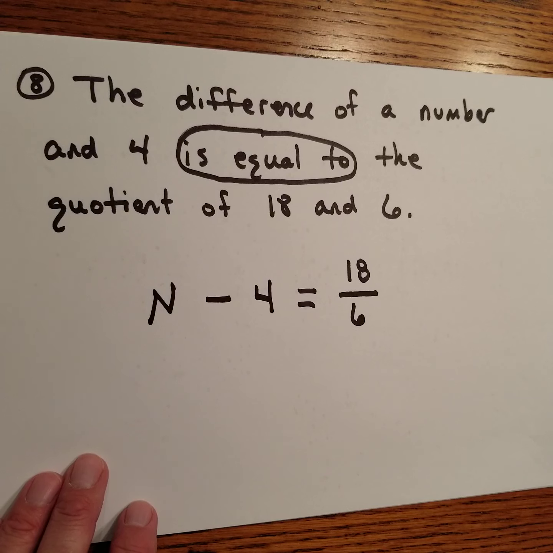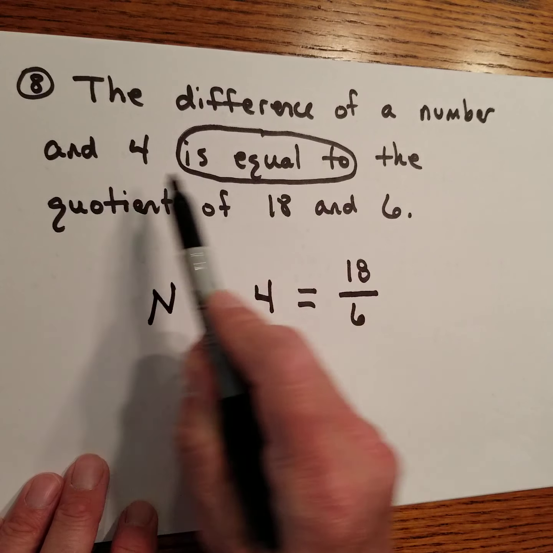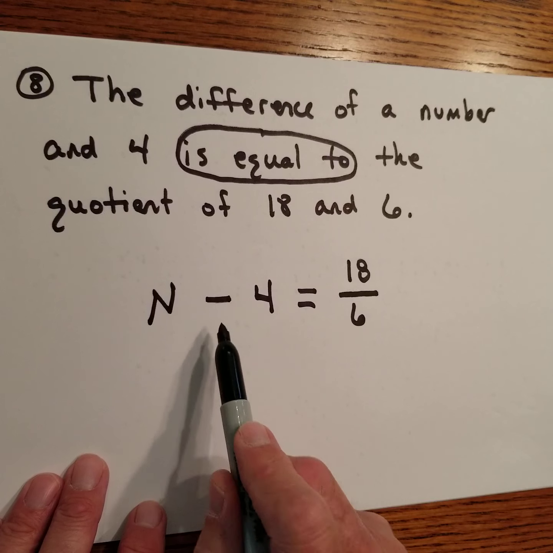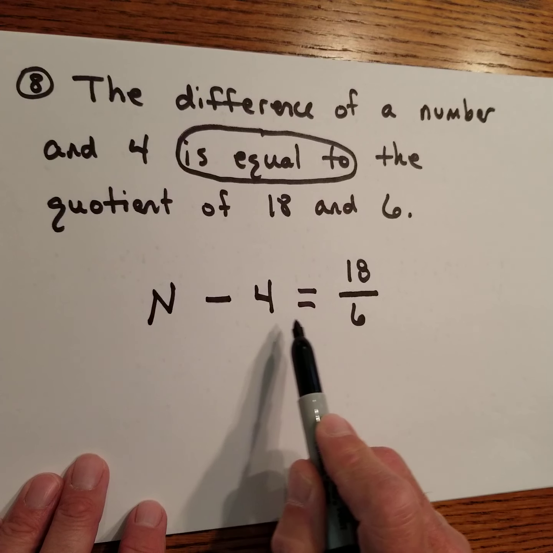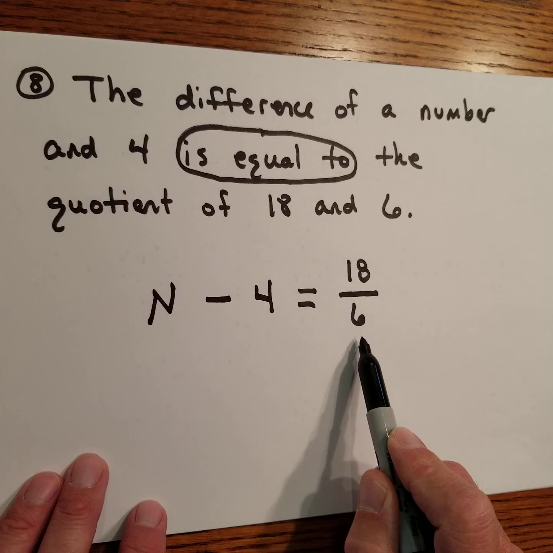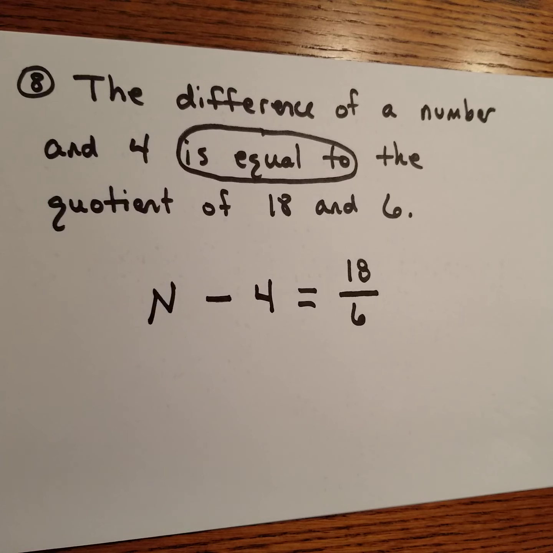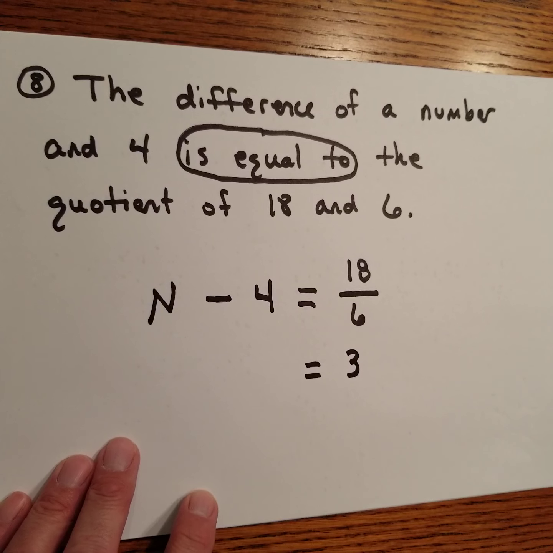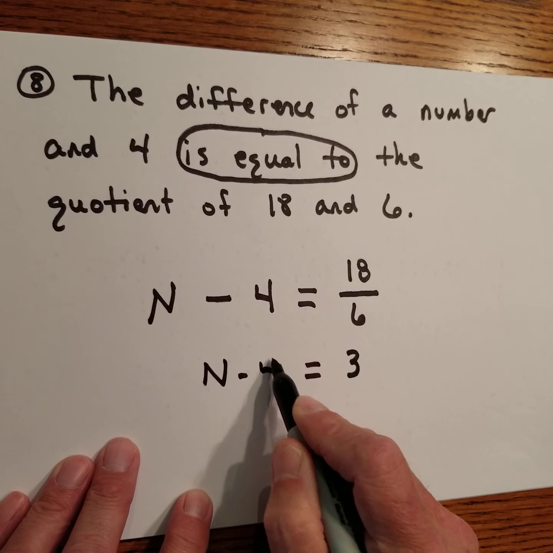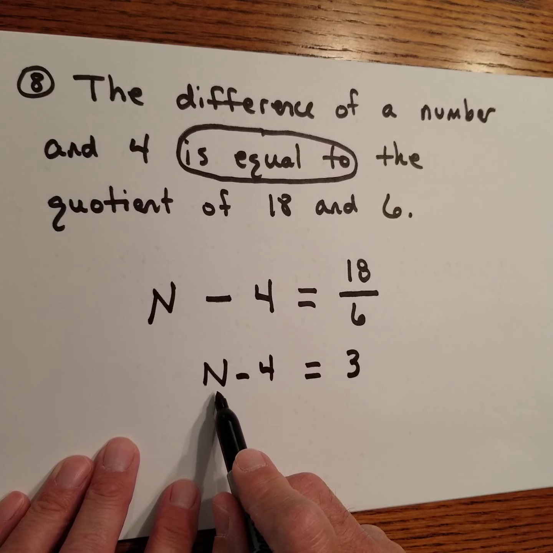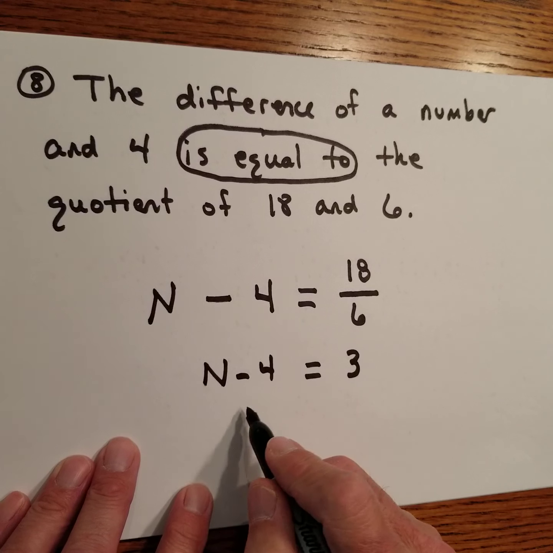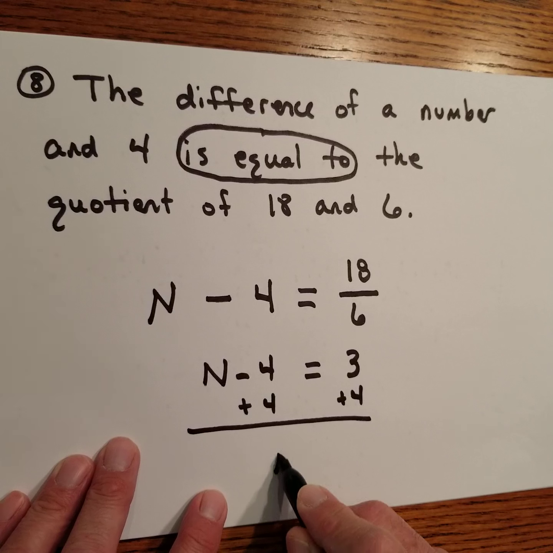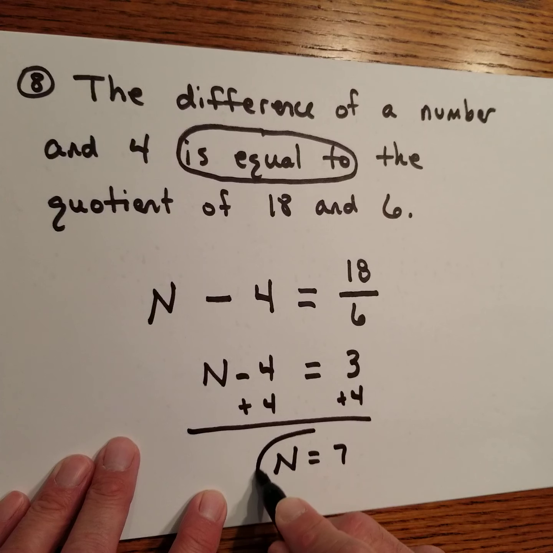Let's see if we've got it all. The difference of a number and 4 is equal to the quotient of 18 and 6. I think we've got it. Now to solve, let's go 18 divided by 6. That's 3. Then get n by itself. The inverse of subtraction is addition. Final answer, n is 7.